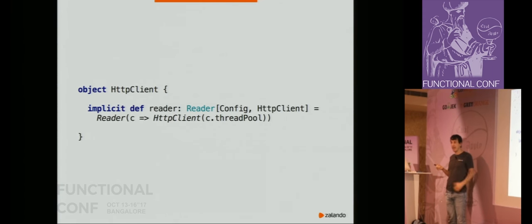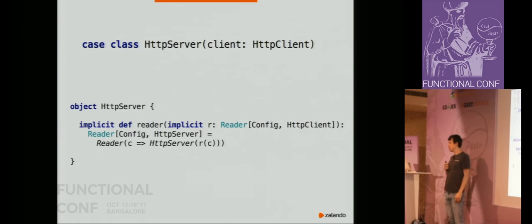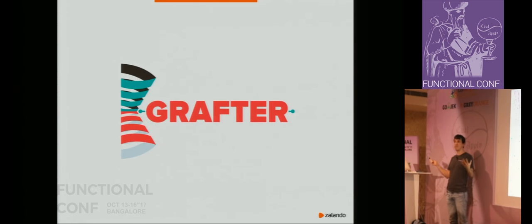So we can define in Scala an implicit reader that's going to create a reader object, taking a configuration and returning an HTTP client. And now we have two components, one needing another. The reader definition becomes: I can create a reader for HTTP server, provided that I already have a reader for my HTTP client. Then I know how to create an HTTP client, and then I know how to create my HTTP server. So I know how to create both components together and wire them together. And in Scala, if you know about type class implicits and implicit resolution, you know that you can then wire up your full application.